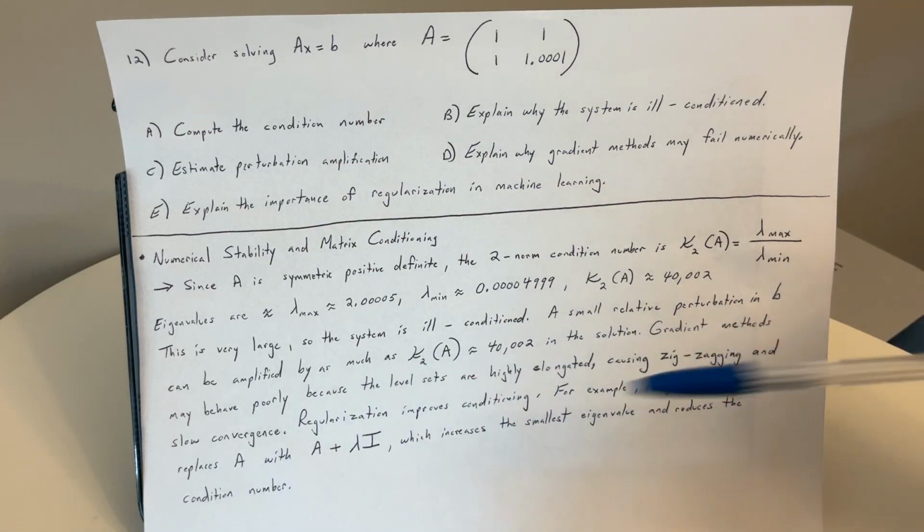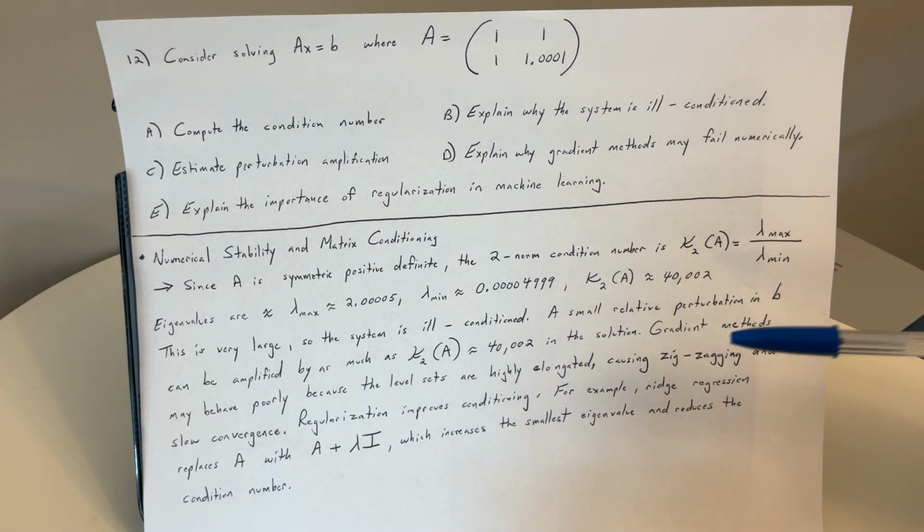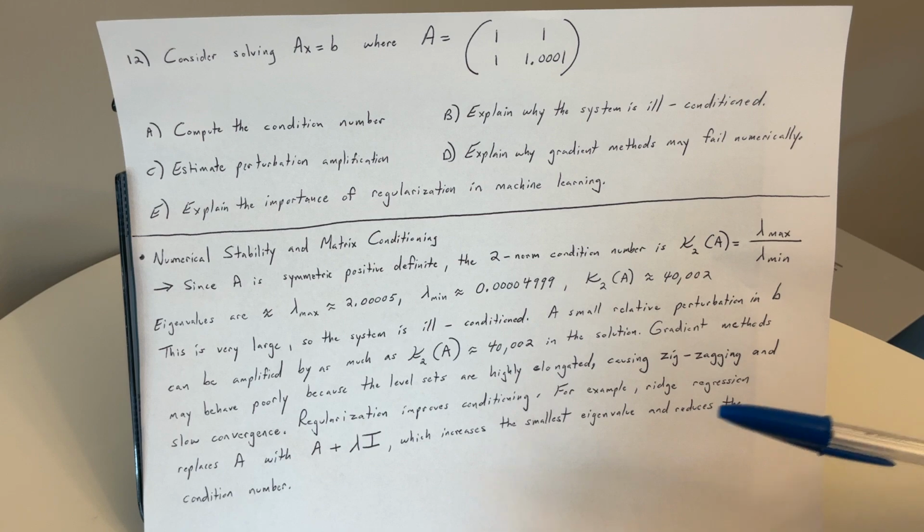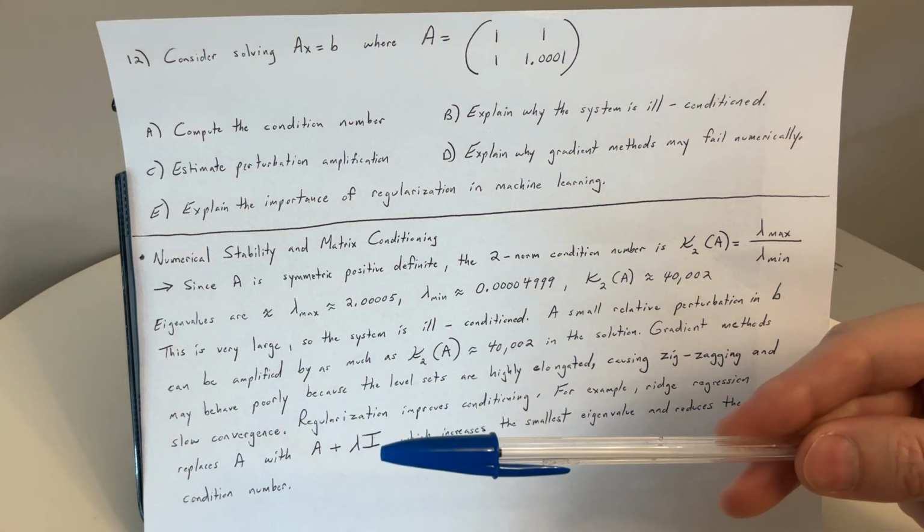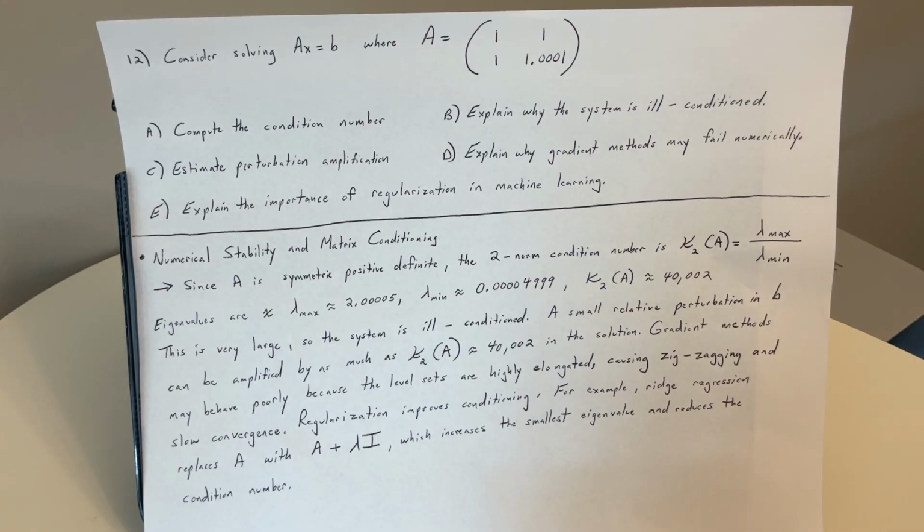And gradient methods may behave poorly because the level sets are highly elongated, causing zigzagging and slow convergence. And regularization improves conditioning. For example, ridge regression replaces A with A plus lambda I, which increases the smallest eigenvalue and reduces the condition number.